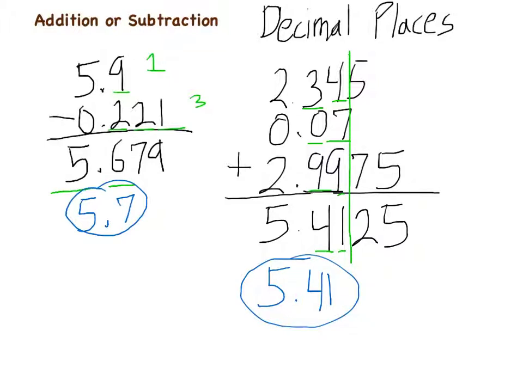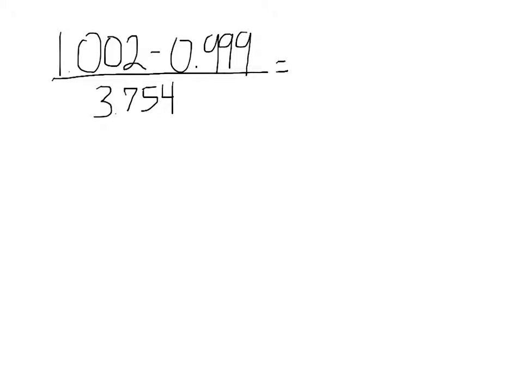Pretty easy, right? Okay, now, so we did multiplication and division, and we did addition and subtraction. But now, let's do one where we have to put them all together. Alright, check this problem out: 1.002 minus 0.999, all divided by 3.754. So you know the rules for multiplication and division, and you know the rules for subtraction and addition. But what is the rule when you have both of them in one problem? Well, the answer is it's both rules. You have to do them one at a time.